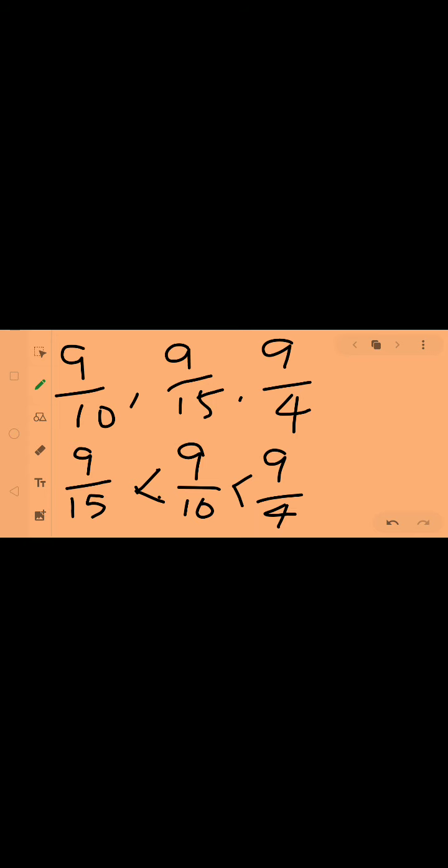Next, if you need to arrange them in descending order, descending order is otherwise called decreasing order. For decreasing order, we have to write the larger fraction first. What is the rule of comparing unlike fractions with the same numerator? The smaller the denominator is, the greater its value.